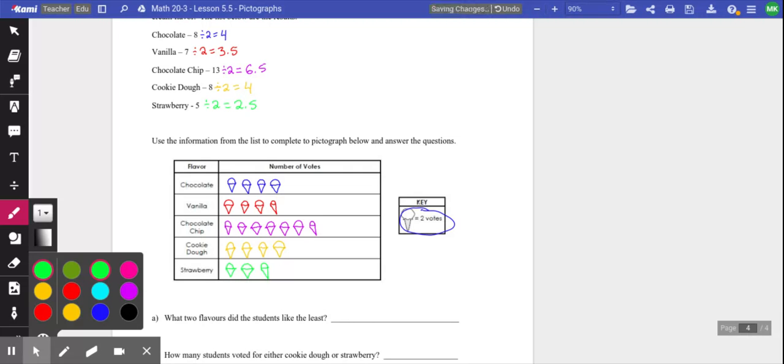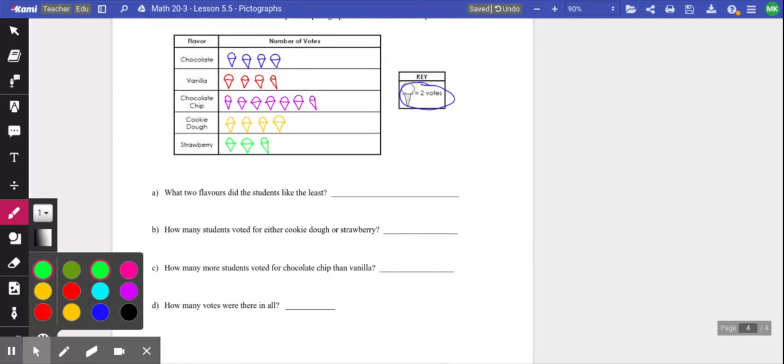There we go. Hey, what flavors did students like the least? Well, looking at my pictures, it's pretty clear to tell. Strawberry has the least number of pictures. Which would be how many students voted for either cookie dough or strawberry. So if I look at cookie dough or strawberry, I see that I have 4, 5, 6.5 pictures. 6.5 times 2 tells me 13 people wanted cookie dough or strawberry.